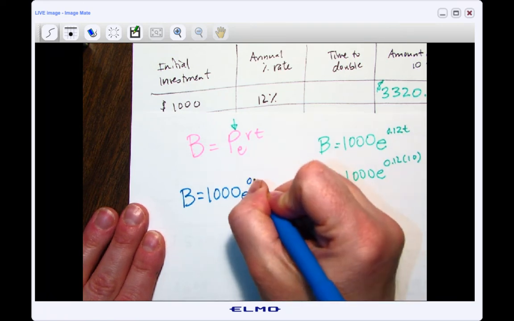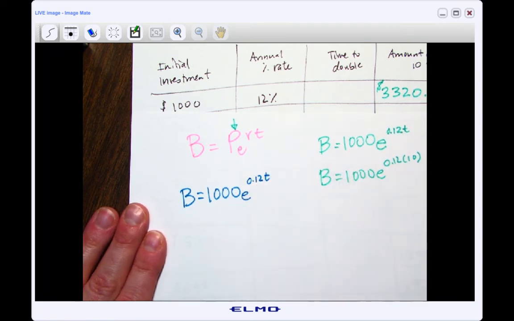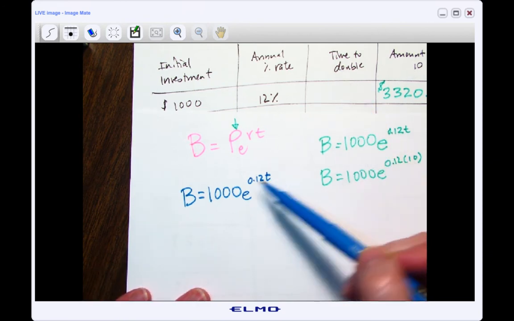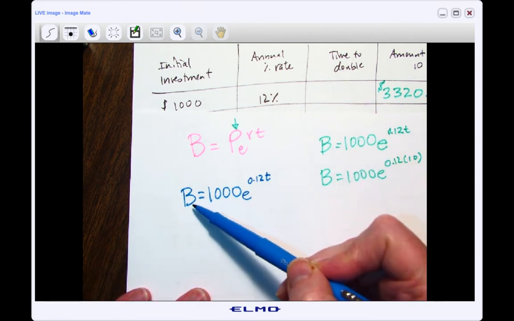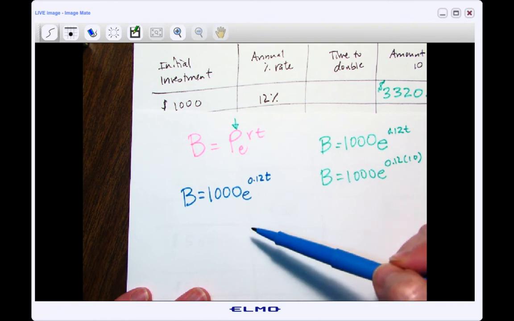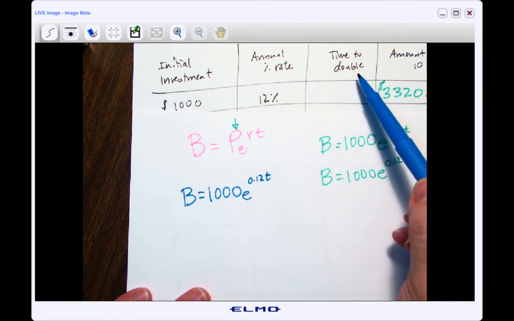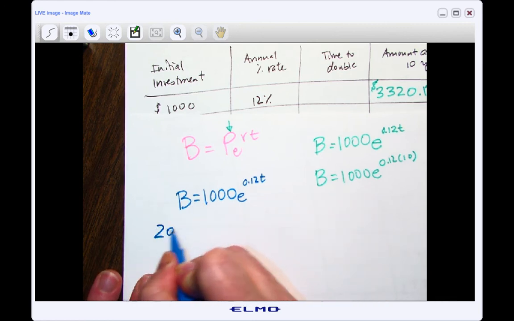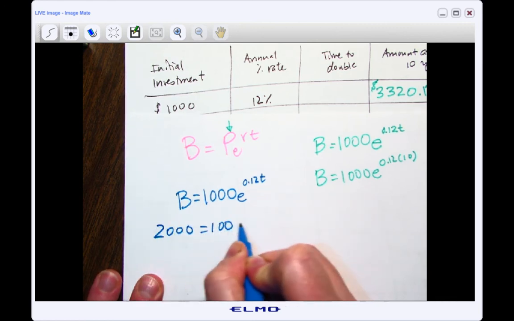I'm going to use the rate. Time is something I don't know, so that's what I'm looking for, time. That means I have to be able to fill this in with something because I can only have one variable in here if I'm hoping to solve it. So let's think about this. If I want to know how long it takes to double my initial investment, then I want this side to be 2,000 because that's double my initial investment.